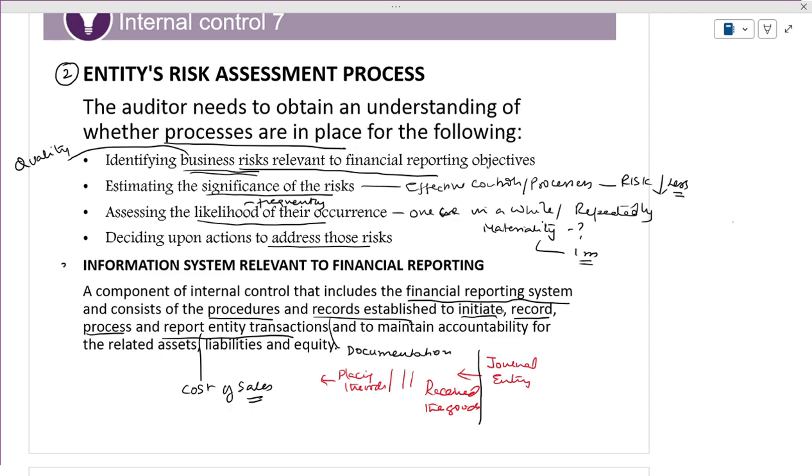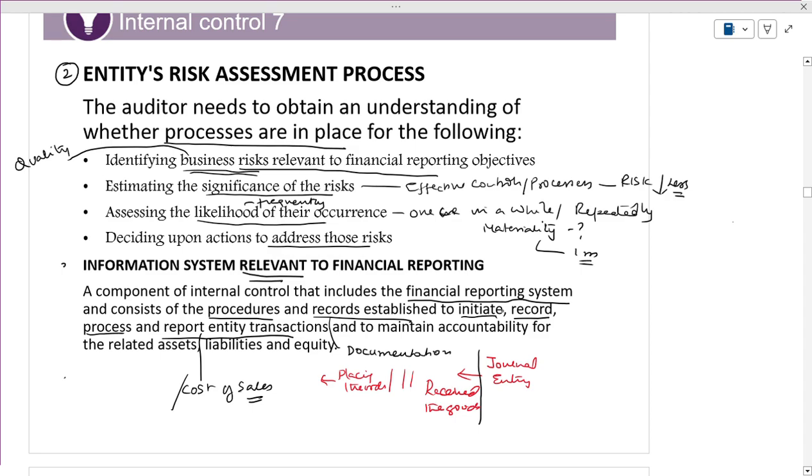Now we are dividing this task. We are dividing the task in terms of placing the order, and in terms of inventory. For inventory, separate internal controls will be there. Sales, separate internal controls will be there. Cash collection, separate internal controls will be there. That is what we are doing. That is what we are talking about in terms of information systems relevant to financial reporting.